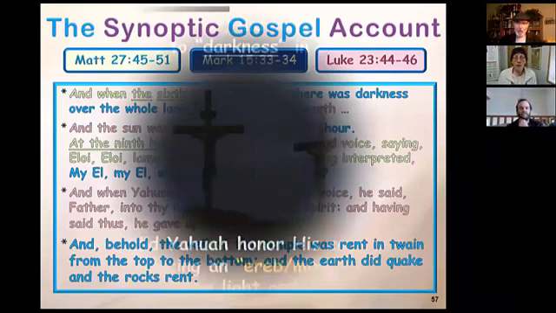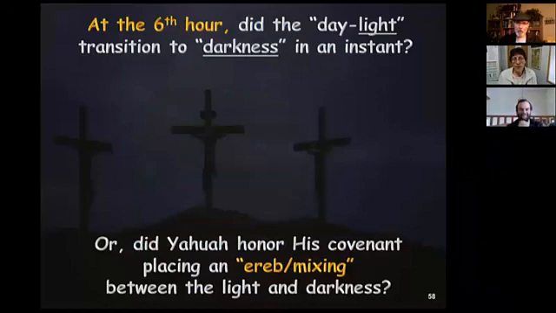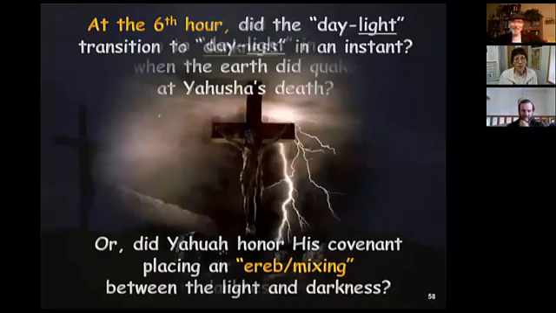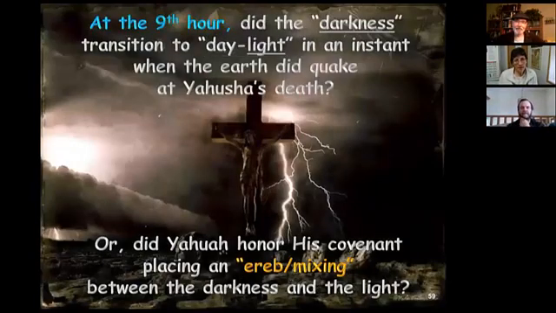So now I have a question or two. At the 6th hour, did the daylight transition to darkness in an instant? Or did Yahuwah honor his covenant by placing an Aibv mixing between the light and the darkness at the 6th hour? That is the first question. Let's look at the second question. At the 9th hour, did the darkness around the cross transition to daylight in an instant when the earth did quake at Yeshua's death? Or did Yahuwah honor his covenant, placing an Aibv mixing at the 9th hour between the darkness and the light? These are really important questions that we need to ask because of his covenant that he gave and that he spoke.